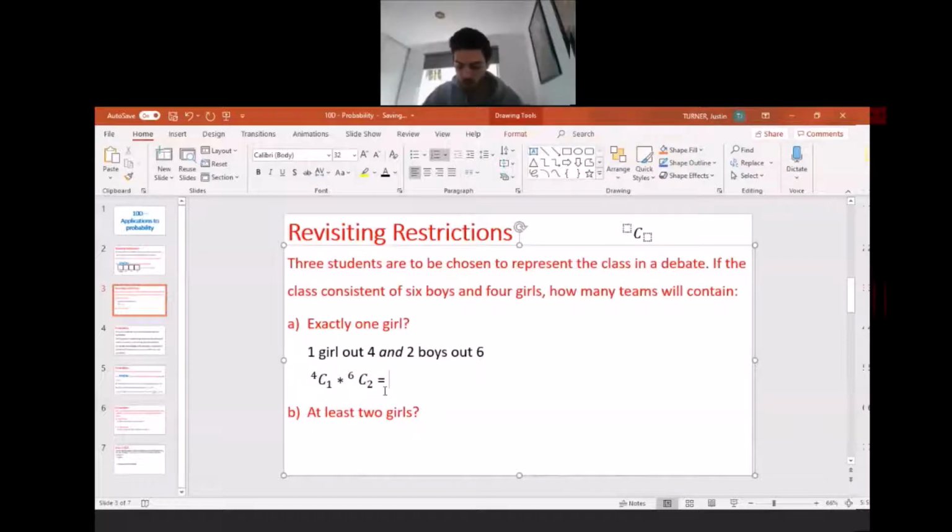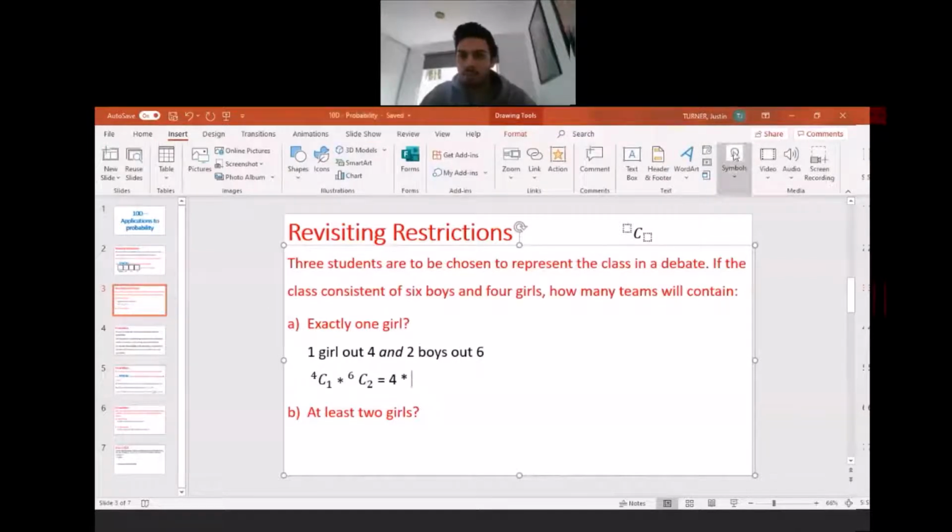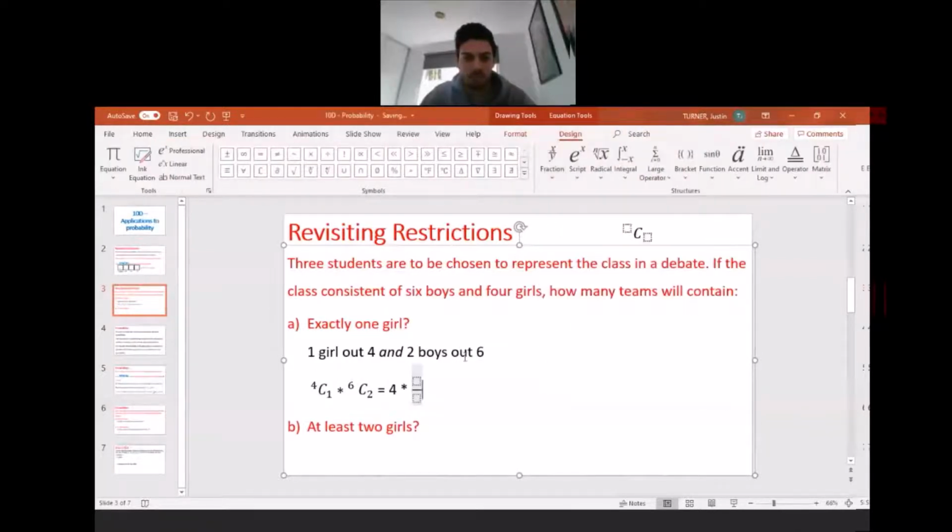So 4C1 will be 4 factorial over 3 factorial, which is 4. It's a little harder doing this in PowerPoint. So 6C2 will be 6 factorial over 2 factorial multiplied by 6 minus 2 factorial.